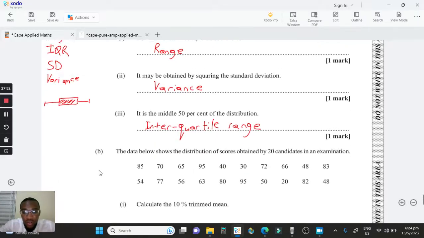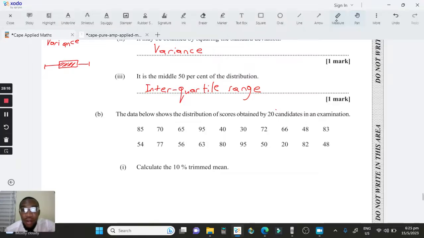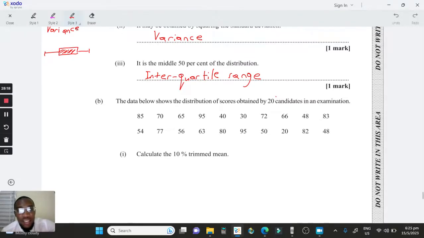Now, going down, it says the data below shows a distribution of scores obtained by 20 candidates in an exam. Let's say this was exam scores in applied mathematics paper 2. You have a bright spark getting 95, you have 85, 70. And then, of course, you have somebody that always just ruins it, gets a 20. But no problem, right? Now, it says calculate a 10% trimmed mean.